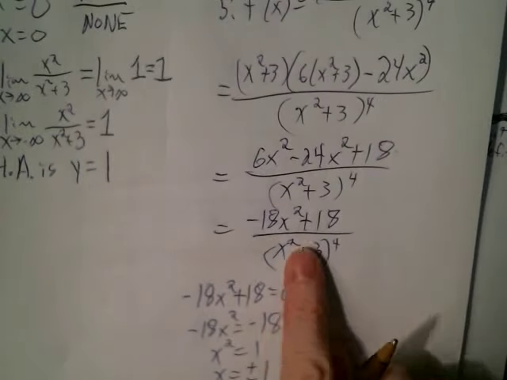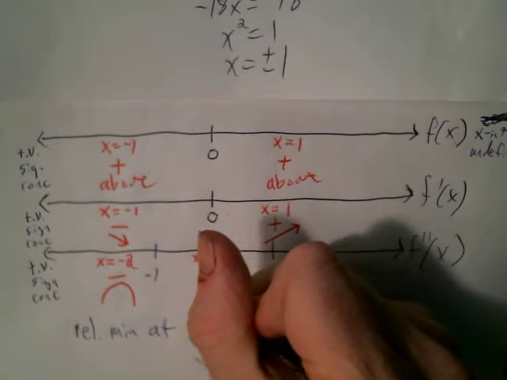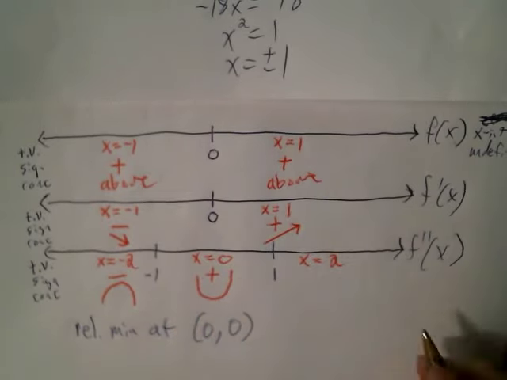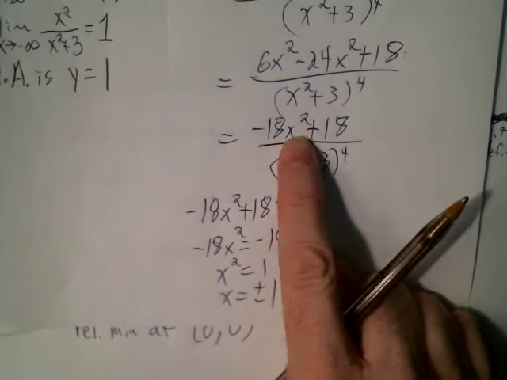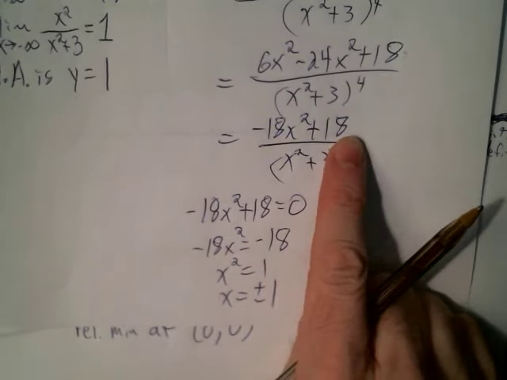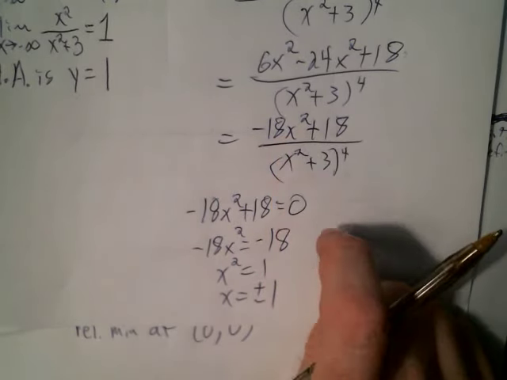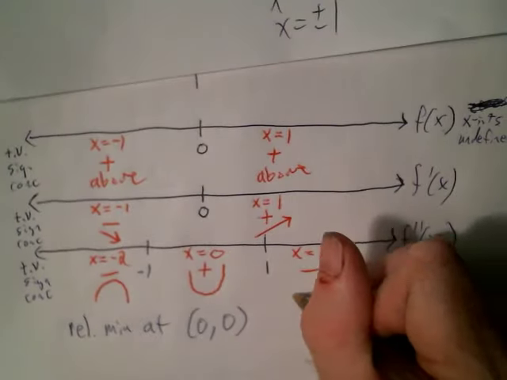If I plug in 0, I'll get a positive over a positive this time, so that would be positive, concave up. If I plug in 2, I get negative 18 times 4, which is something big negative, plus something smaller negative, which is something negative. Negative over something positive is, again, negative, so I'll have concave down.